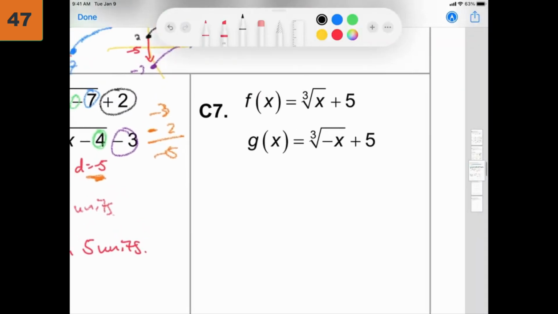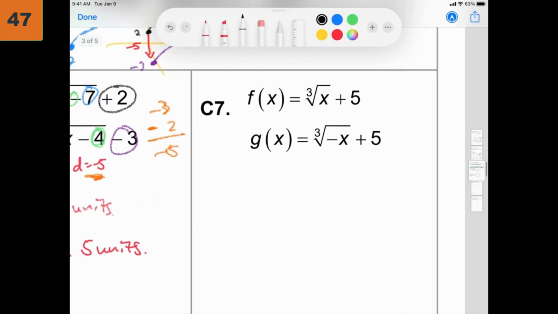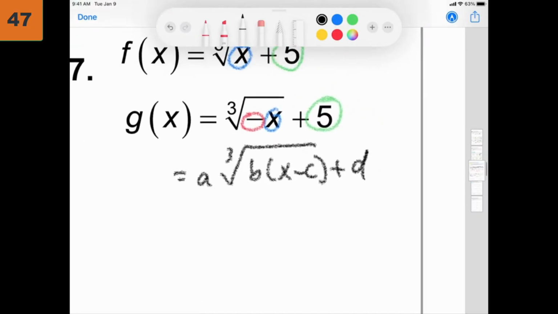All right, C7, let's make some observations. They both have a 5 here. They both have an x, but one thing I notice is that g of x has a negative sign inside. If I quickly write out the parent, a times the cube root of b times x minus c plus d. And if you notice what I did here, I wrote it right above it.